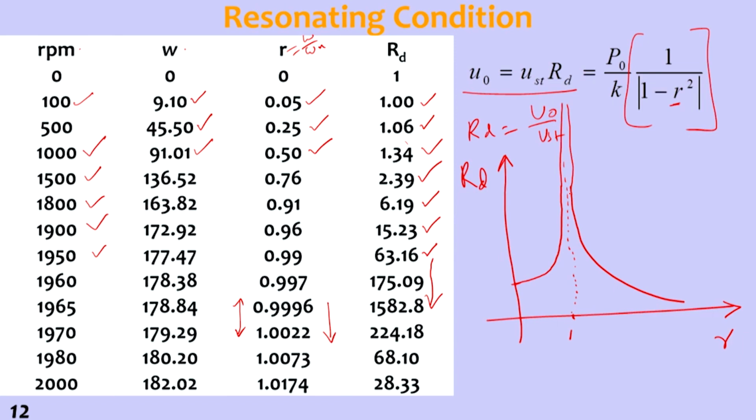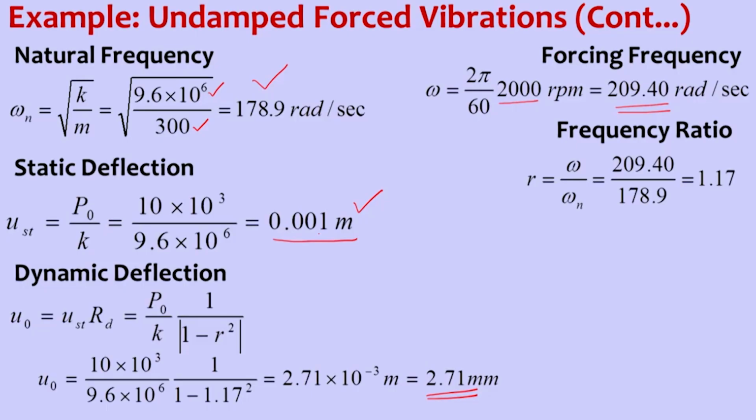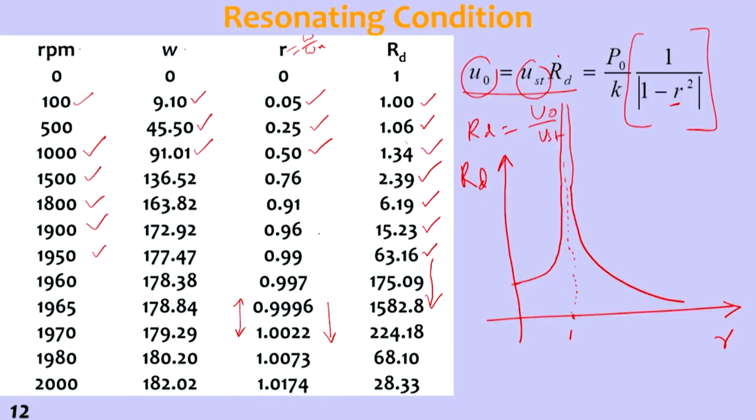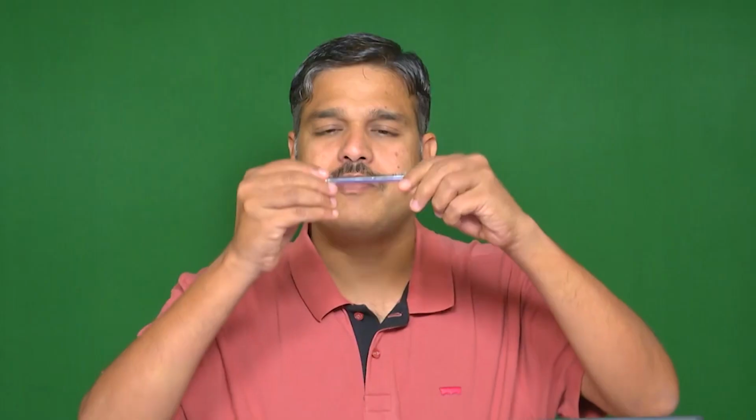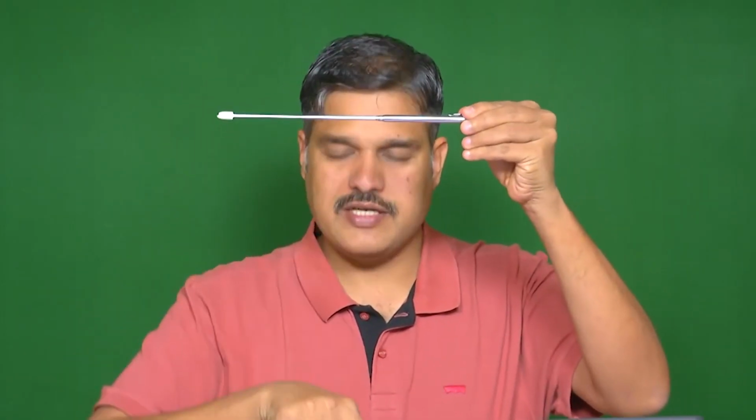Why? Because dynamic displacement is static displacement multiplied by Rd. What is the static displacement? It is 1 millimeter only. So this 1 millimeter multiplied by this Rd gives 1518 millimeters, which means the length of the plank is 2 meters and the deflection is 1.5 meters. This is not possible. What is going to happen is either the motor is going to fall outside of the system at the resonating condition, or the plank is going to break.